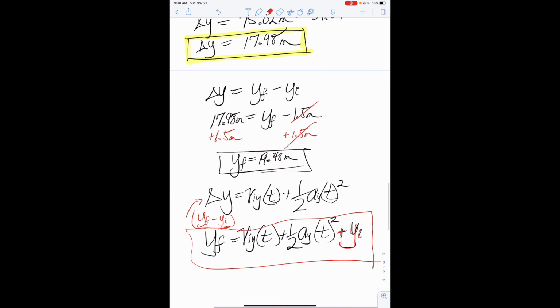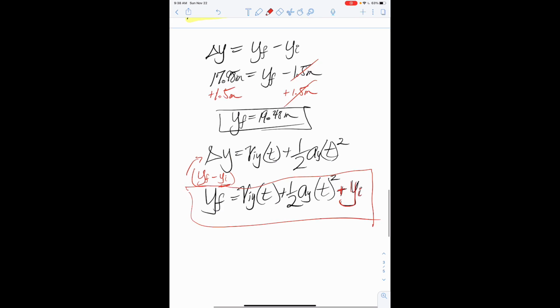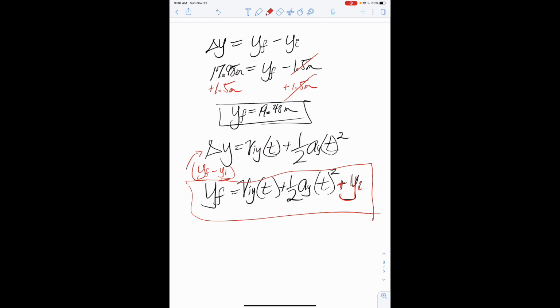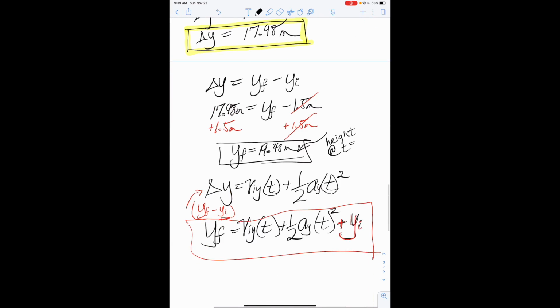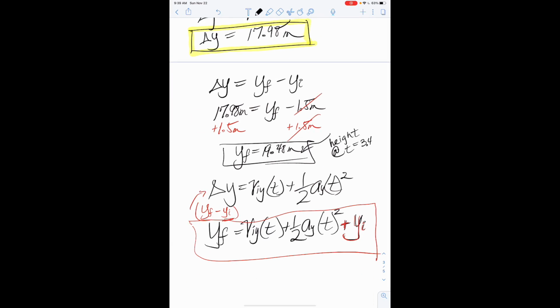Delta y is not the final height. It is the change in y position of the ball. It's all about the ball. So we had to tack on that 1.5 meters and get a final answer here for our yf, or our height. This ends up being the height of the ball, but not the highest point, right? Not necessarily. It could be. We don't really know that. But this is the height at t equals 3.41 seconds. So this is the height at 3.41 seconds.